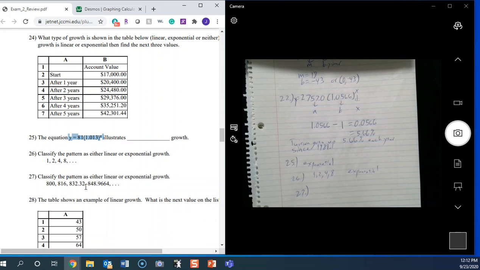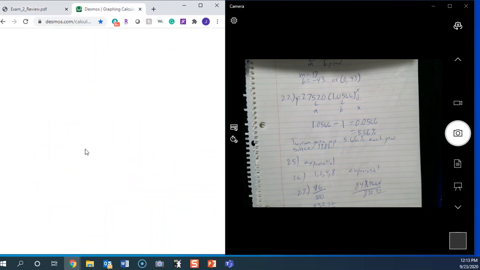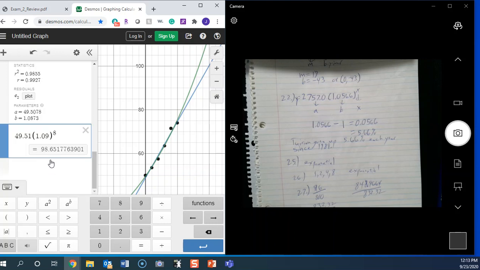Now, if you want to try exponential, this is what you could do. You could take the second value divided by the first value, 816 divided by 800, and then take the third value divided by the second value, 832.32 divided by 816, and then I would take this fourth value divided by the third value. So it'd be 848.9664 all over 832.32. Now we will put this in Desmos to see if it would give us the same values.